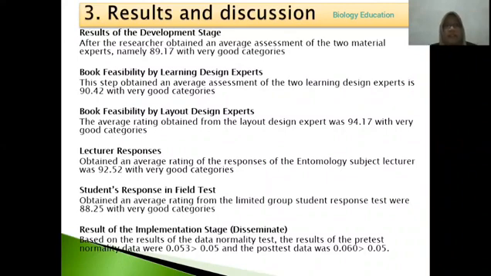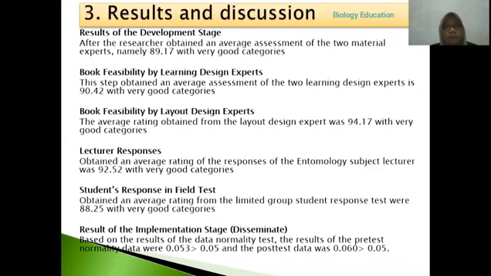Next, results and discussion. Result of the development stage is after the researcher obtained an average assessment of the two material experts, namely 89.17 with very good categories. Well, for the book feasibility by learning design expert, this team obtained an average assessment of the two learning design experts of 90.42 with very good categories.